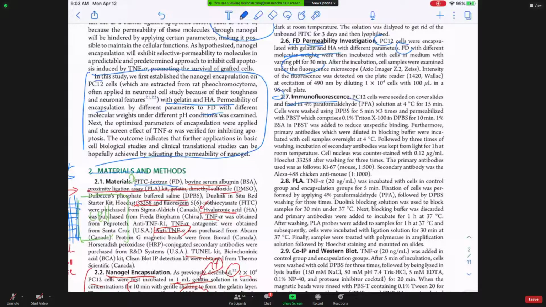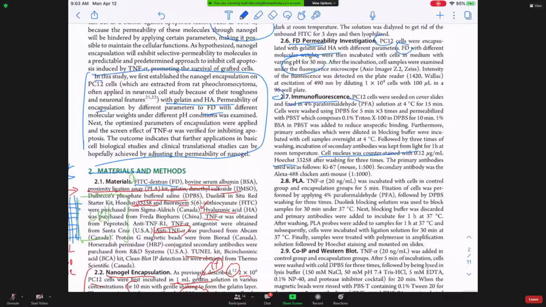Immunofluorescence. PC12 cells were seeded on a cover slide, then examined for the immunofluorescence study. For this one, we stain the cell nuclei. We can stain the cell and the cell body with a different color from the nuclei. From the nuclei, we can count the cell number.